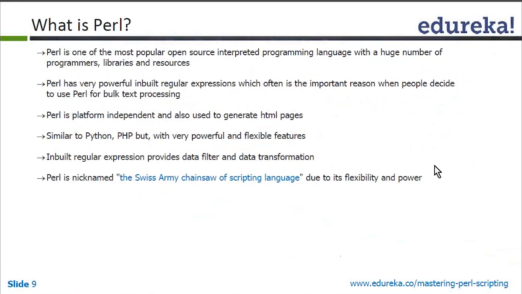That is the difference between an interpreter and a compiler dependent language. We need a compiler to compile high level languages like C and C++, while we need the Perl interpreter to see the output of Perl. As I already said, Perl has very powerful inbuilt regular expressions, which is often the most important reason why people decide to use Perl for bulk text processing. These concepts are used in a lot of places, like in the telecom domain or networking domain, where bulk text processing is done.